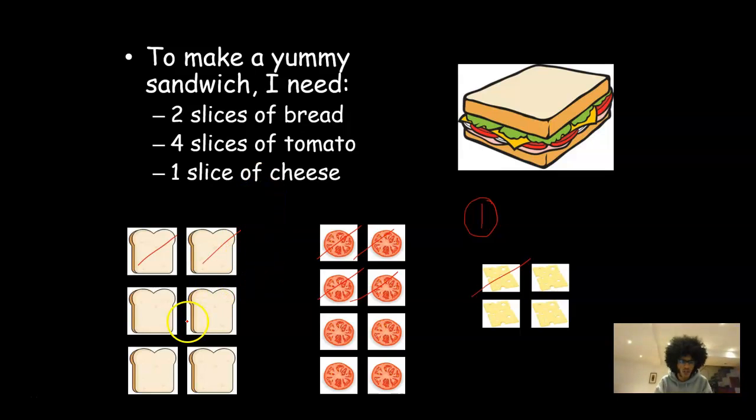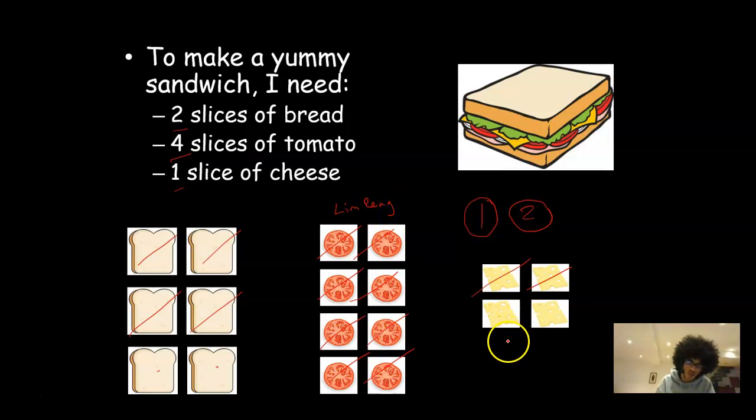If I'm going to make another sandwich, I need another 2 slices of bread. I need another 4 slices of tomato. They've now run out. And I need another 1 slice of cheese, and that's that one gone. And then if I'm going to make a third sandwich, that's my second one made. If I'm going to make a third, I can use these 2 slices of bread. I can use this slice of cheese, but I don't have any tomato left. These have run out. Now, because it ran out first, it means you cannot make any more sandwiches because it's limited by the amount of tomatoes you've got. So we say that the tomato in this case is your limiting reagent.